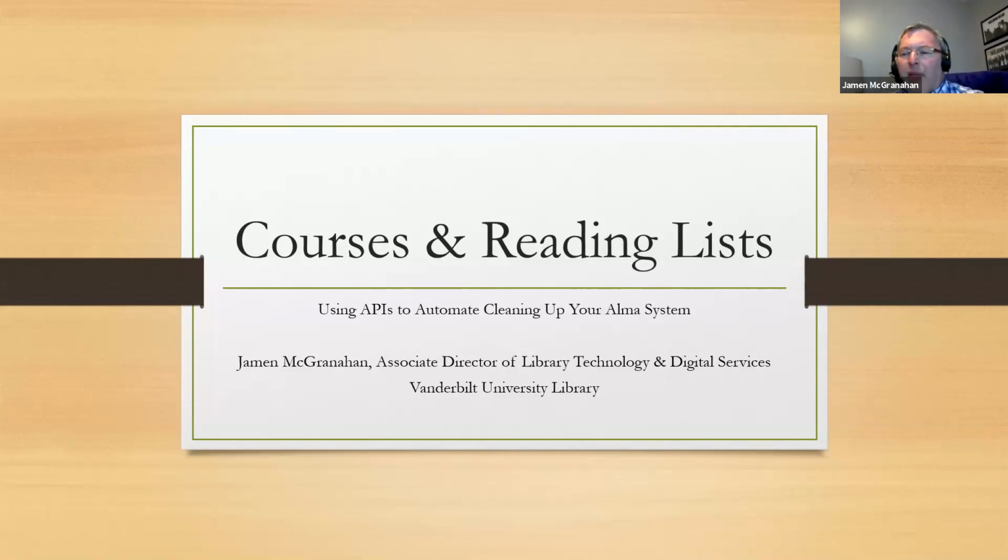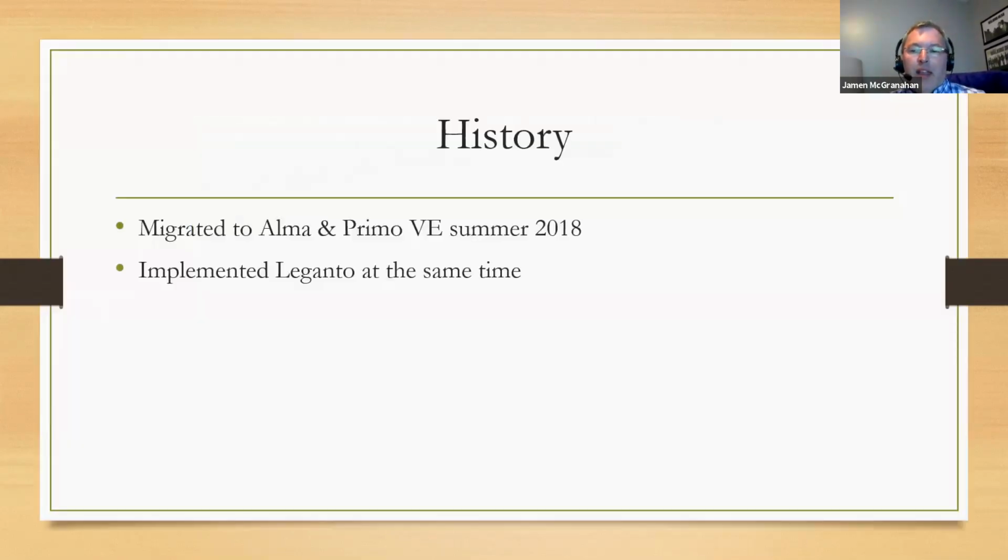Today, I just want to talk a little bit about what we do for cleaning up courses that do not have reading lists, which all of the others I've already talked about. To give you a little background, last year we migrated to Alma and Primo VE from the Sirsi Symphony system. And at the same time, we implemented Leganto as a course reading list tool. During implementation, we imported a lot of our old course data, course reserves that were in our previous system. So we had a lot of old data that we needed to weed out and remove.